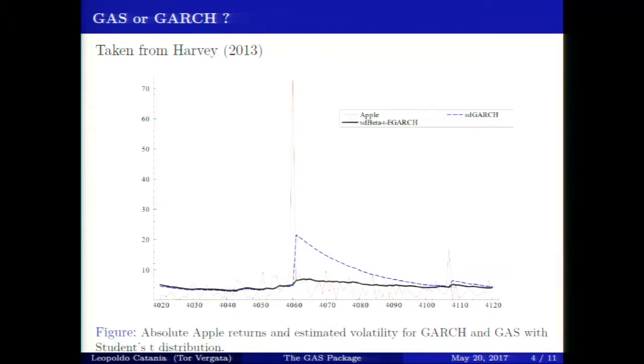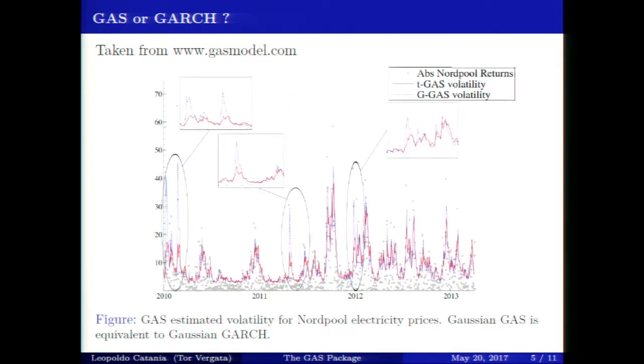This is quite common. This is Apple. This is the same series as the previous presentation. That's a profit warning. These are absolute returns, and I'm comparing GAS with GARCH, and you see how badly GARCH behaves for filtering volatility. So this is very bad. You don't want that. This is very common in finance. We all know. So this is North Pole returns, absolute returns, and you can see that this happens very frequently. So you always have outliers in financial time series, and you always get misleading forecasts when you employ GARCH.